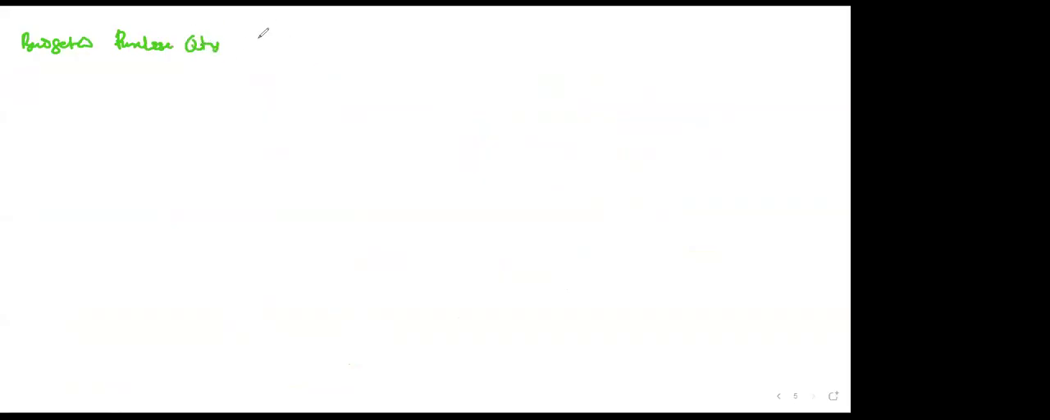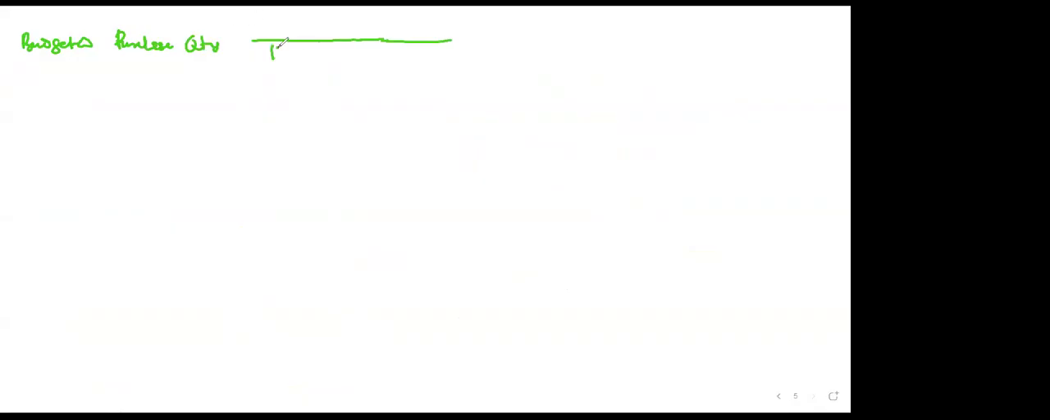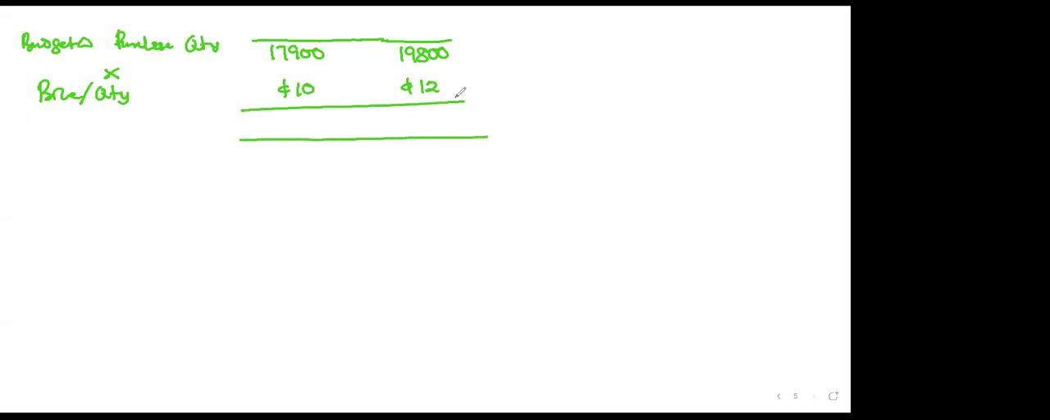This is 17,900 against 19,800. Now, this is what you want to purchase. But if I want to know the cost, then I must multiply by the price per quantity. Let's assume this one is 10 cedis and this one is 12 cedis. Multiply them.